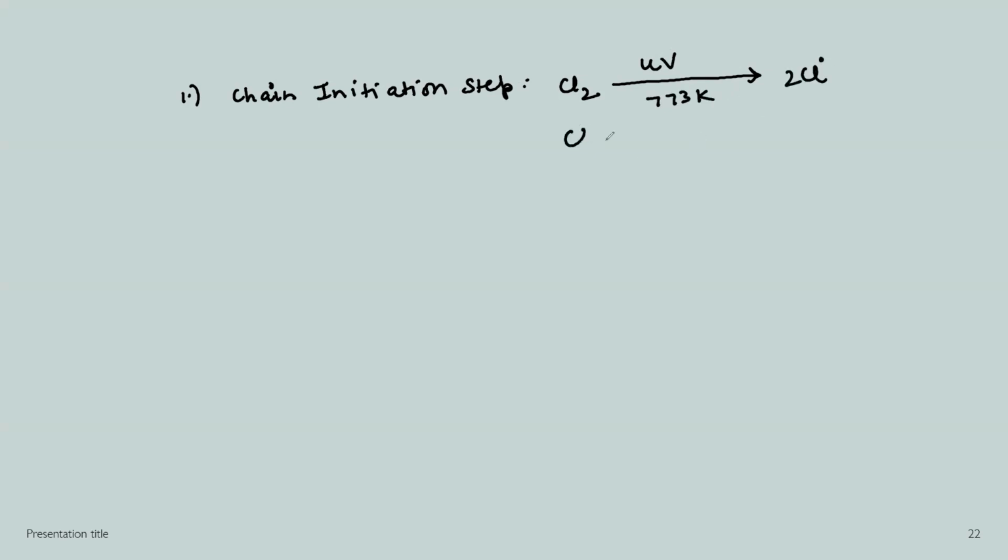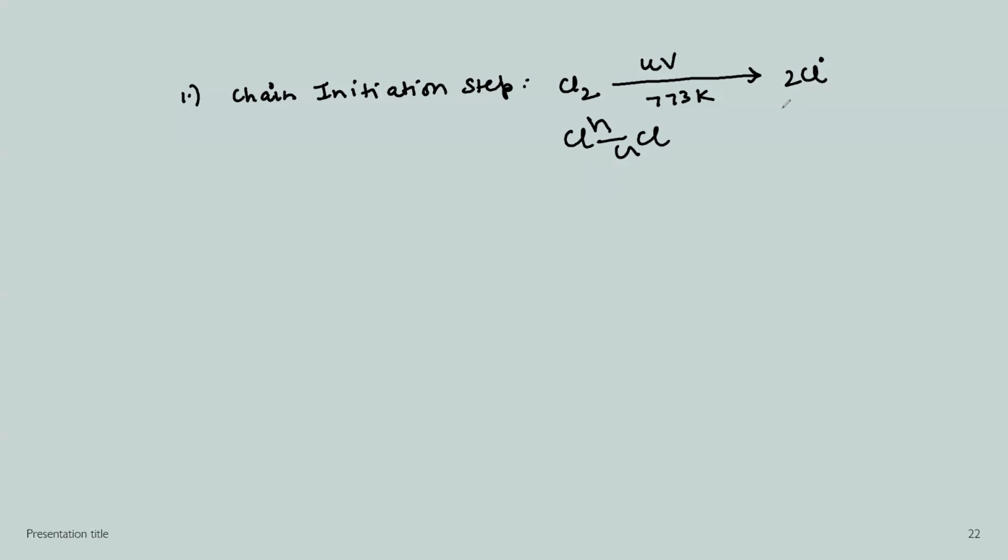How to show that? Take a chlorine molecule and show the homolytic cleavage. This is the homolytic cleavage shown by half-headed arrows. So this is the chain initiation step. The next step we have is the chain propagating step.